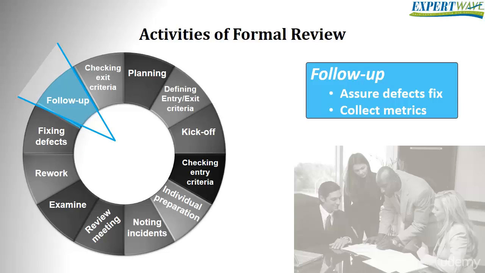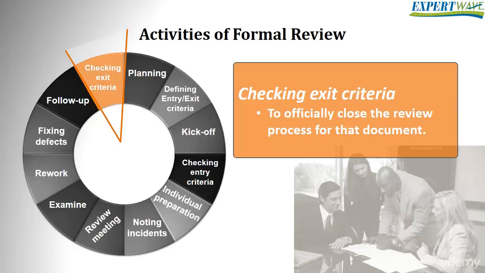Follow-up. The review leader will check that the agreed defects have been addressed and will gather metrics such as how much time was spent on the review and how many defects were found and so on. Checking exit criteria. At this stage, the exit criteria defined at the start of the process are checked to ensure that all exit criteria have been met so that the review can be officially closed as finished.